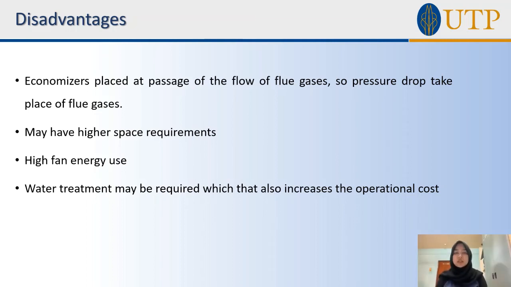Draught is known as the pressure difference for maintaining the constant flow of air and the discharging of gases. It provides velocity to the flue gases and also increases the heat transfer coefficient. Therefore, forced draught is required rather than natural draught. The economizer might require high fan energy use and it requires bigger space. Not just that, the operational cost might also increase because water treatment might be required.